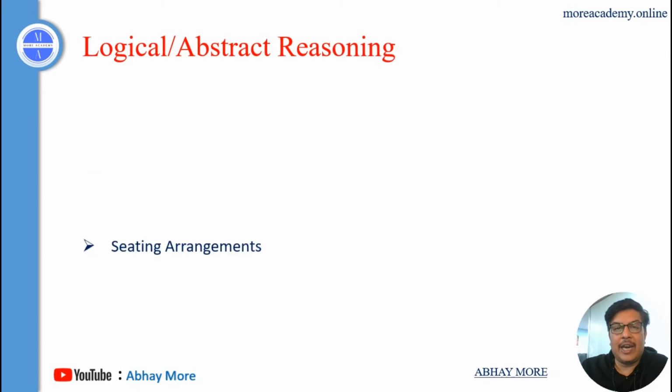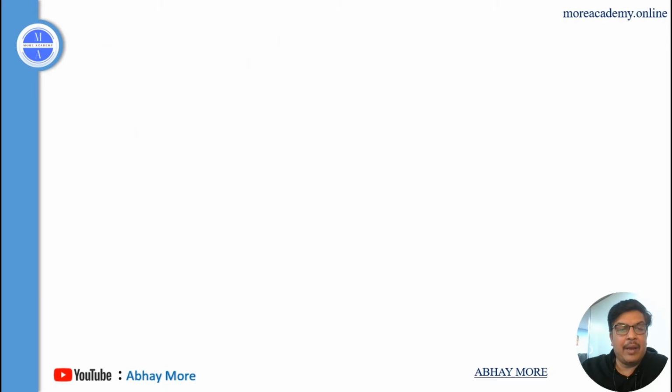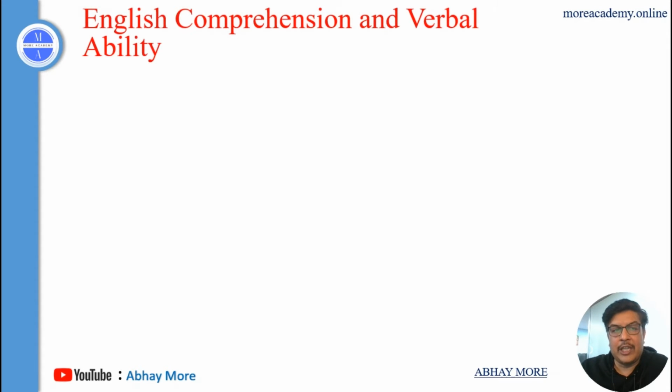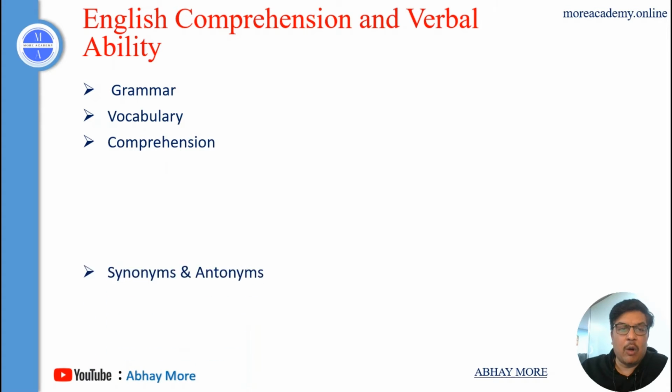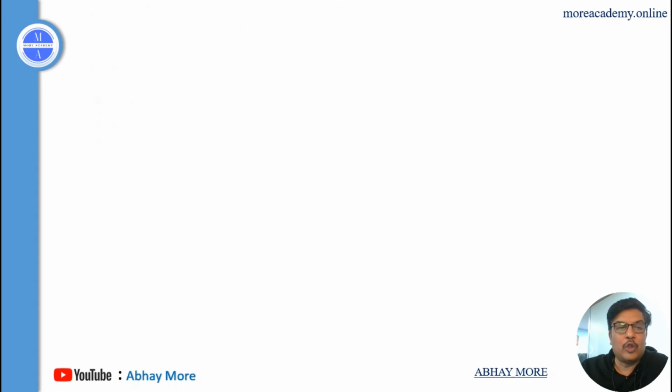Further, in logical and abstract reasoning, we have seating arrangement, we have critical reasoning, we have blood relationship, mapping. So these are topics which are there in logical reasoning. For English comprehension and verbal ability, we have grammar. We need to work on vocabulary. We need to work with comprehensions as well as synonyms and antonyms. So these are the topics available for English comprehension and verbal ability. As well as sentence correction, and jumbled paragraphs are also there.